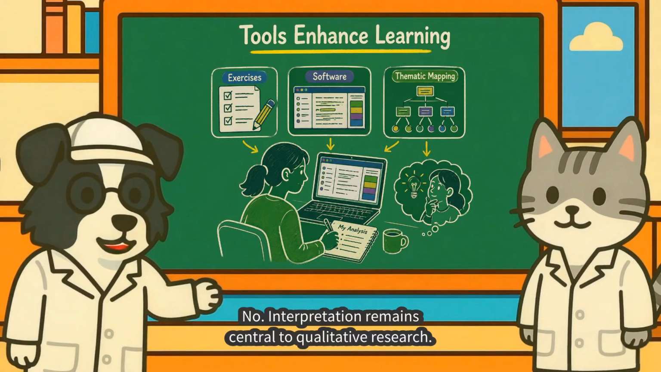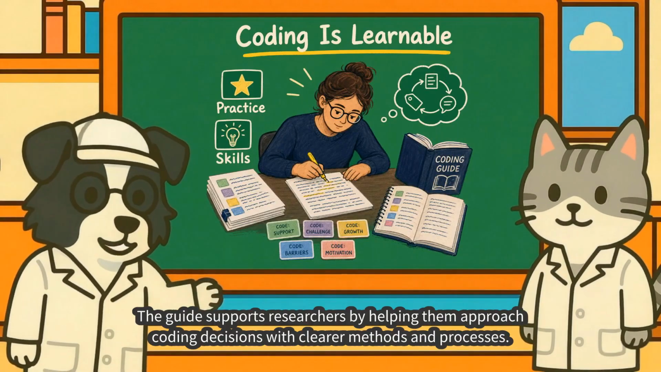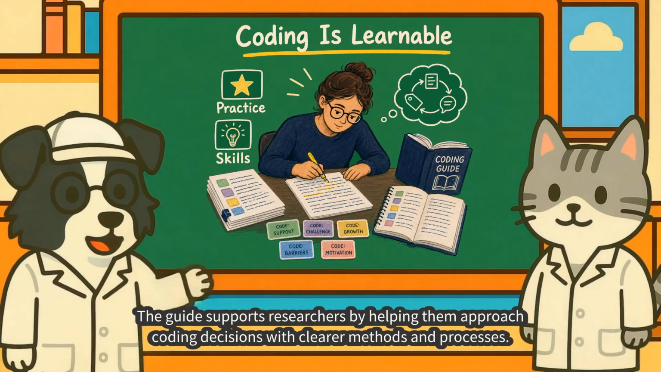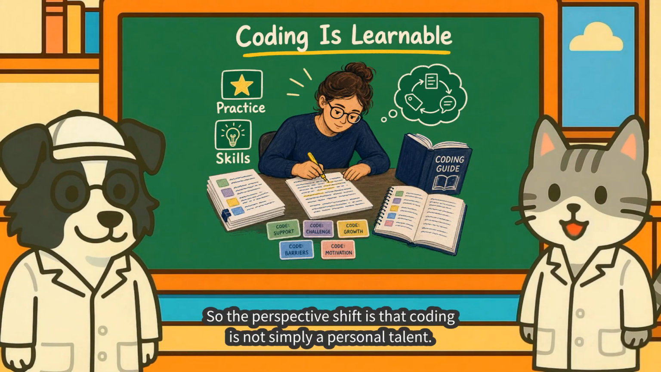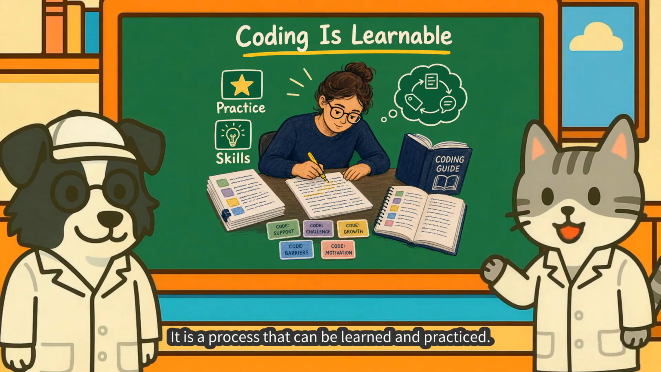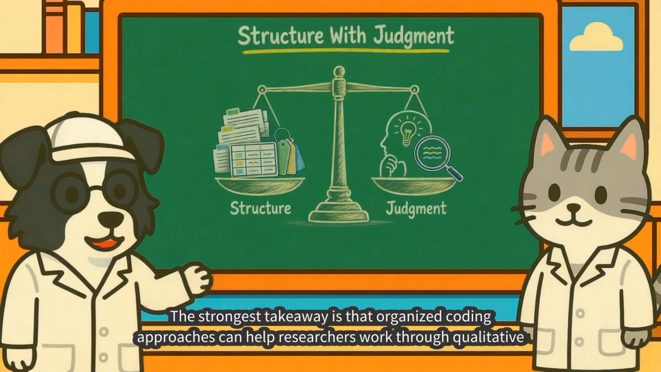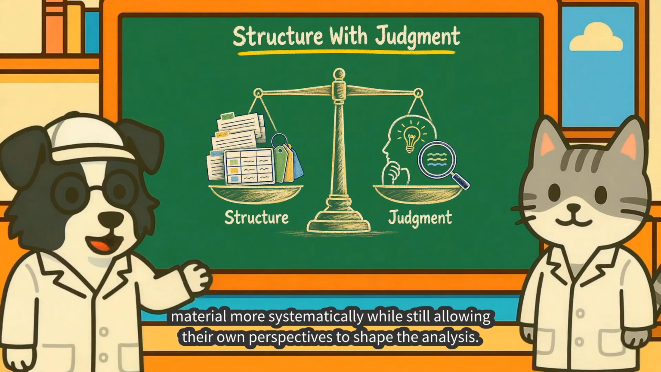No. Interpretation remains central to qualitative research. The guide supports researchers by helping them approach coding decisions with clearer methods and processes. So, the perspective shift is that coding is not simply a personal talent. It is a process that can be learned and practiced. Exactly. The strongest takeaway is that organized coding approaches can help researchers work through qualitative material more systematically, while still allowing their own perspectives to shape the analysis.